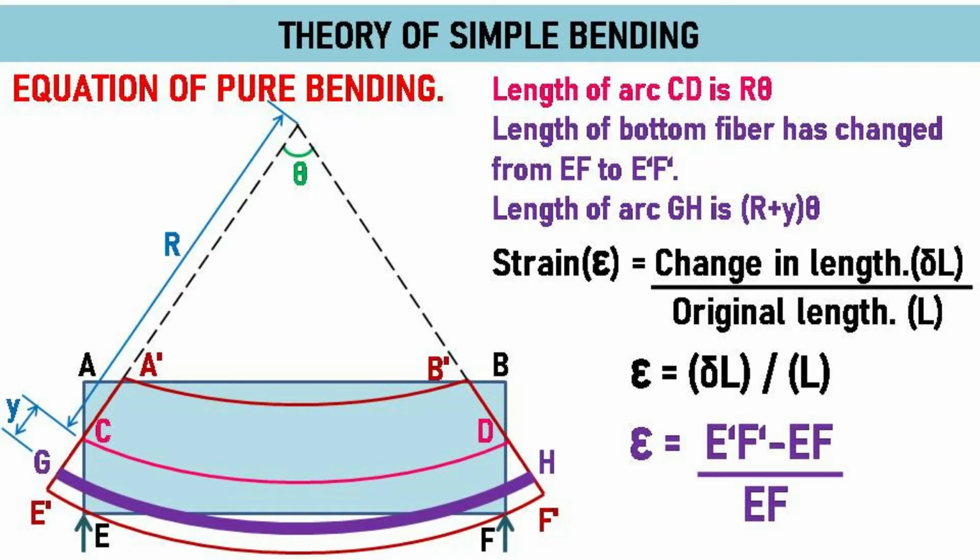Consider the bottom fiber EF. Length of bottom fiber has changed from EF to E dash F dash. We know, strain is the ratio of change in length to its original length and is denoted with epsilon. Here, change in length is E dash F dash minus EF, and original length is EF. Substituting these in the strain formula, we get epsilon is equal to (E dash F dash minus EF) divided by EF.